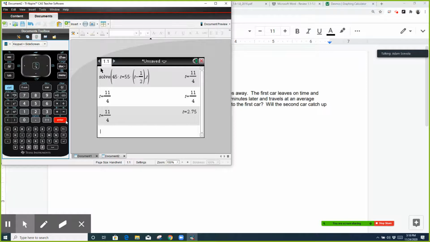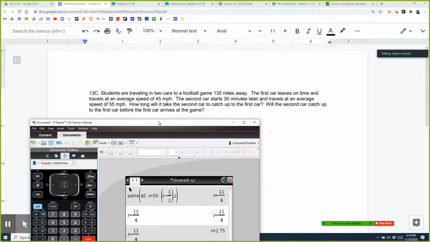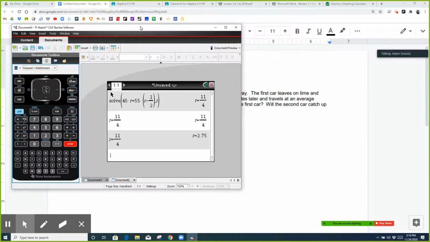So we want to know if the cars will catch up to each other. The first part of the question is how long will it take the second car to catch up to the first car? 2 hours and 45 minutes, because that's 0.75 of an hour, from when the first car left.